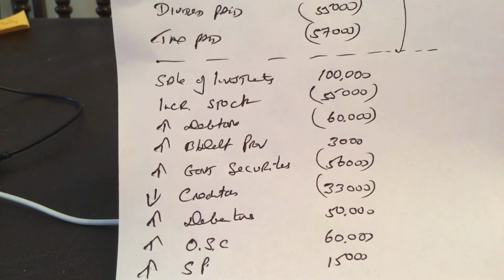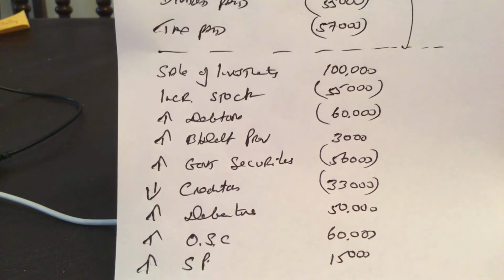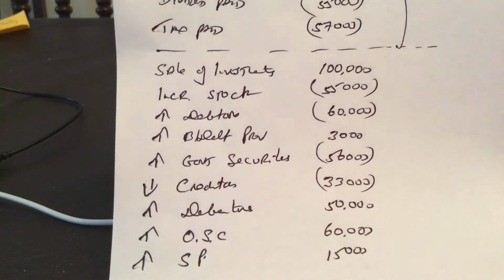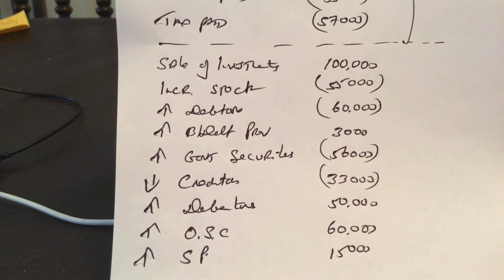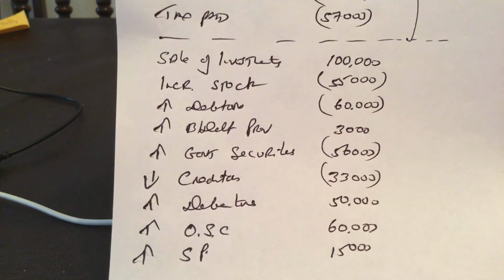Bad debt provision now has gone up by 3,000. That's a non-cash adjustment, so like depreciation, you add it back in. There's an increase in government securities. We've bought government bonds, so therefore that's cash leaving the factory.